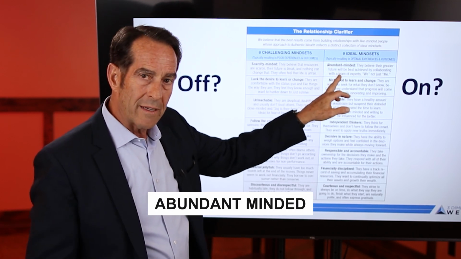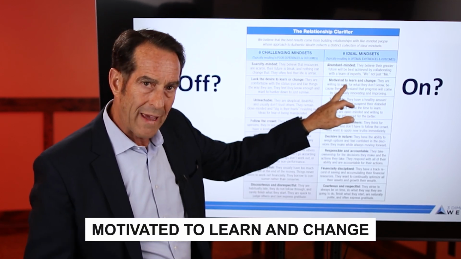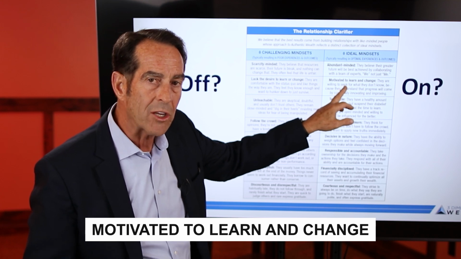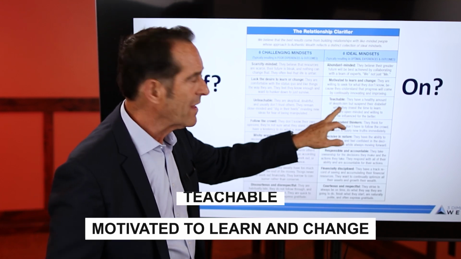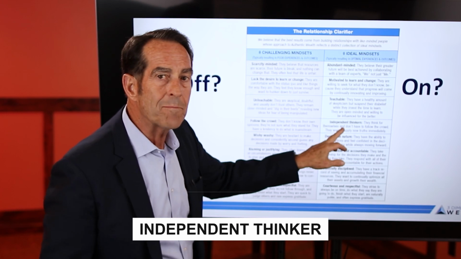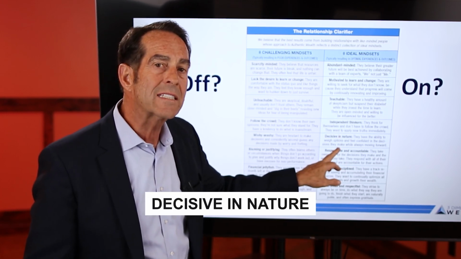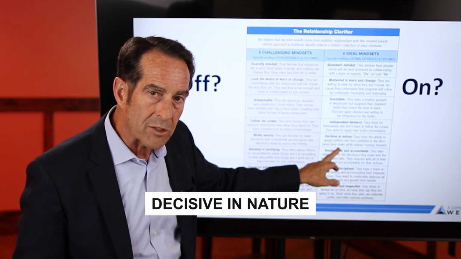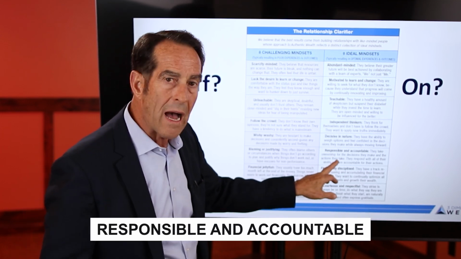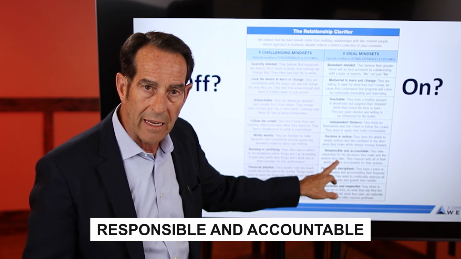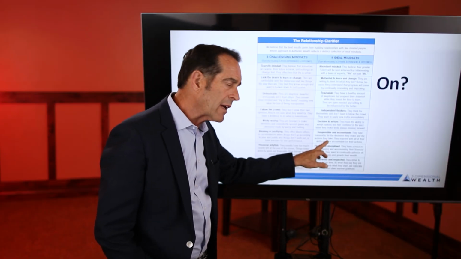You're abundant-minded. You're motivated to learn and change. You're not satisfied with the status quo. You're teachable. You're independent in your thinking. You don't rely on following the herd. You're decisive in nature. You make your own decisions, okay? You're responsible and accountable. You deal above the line. You don't blame. You don't justify. You don't operate in shame.